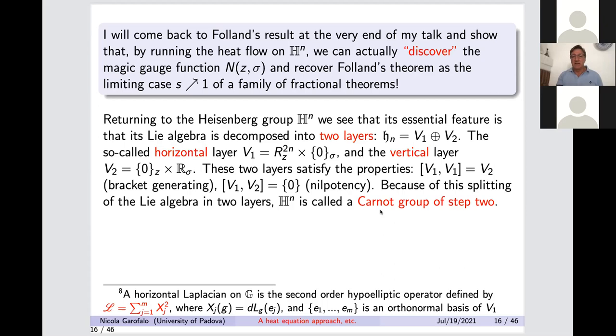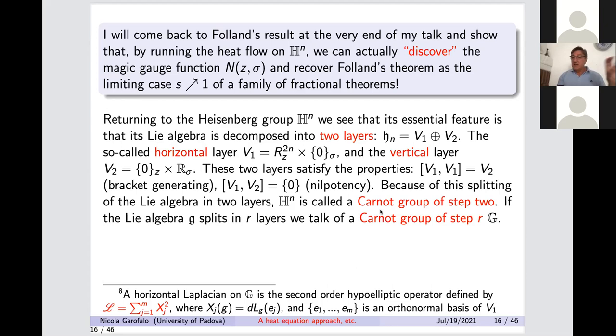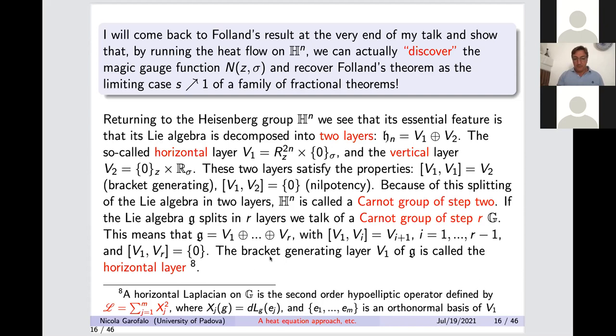So these Carnot groups play a central role in the analysis of these operators, and so I will introduce them very briefly now. A Carnot group of step r is simply a Lie group whose Lie algebra can be broken into a direct sum of r layers. And there is a nilpotency and a generating assumption. The nilpotency is right here, and the bracket generating assumption is right here. So when you commute V1 with the next layer, you get the subsequent layer.